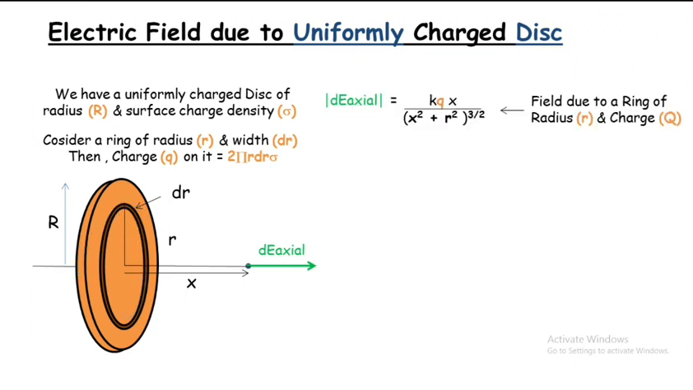Now, the electric field due to this ring will be kqx / (x² + r²)^(3/2). Here there is a mistake: instead of this capital Q, here is a small q. Now, we simply put the value of q from here to here, which gives k 2πr dr sigma x divided by (x² + r²)^(3/2). Now we simply integrate this term from 0 to R to find the net electric field due to this disk at this point.